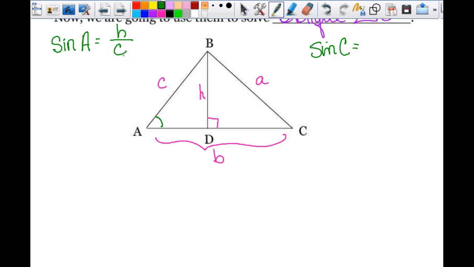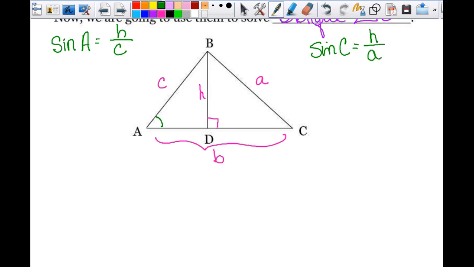For angle C, that's a capital C. It's a little harder to tell, especially with my handwriting with the letter C. But sine would be opposite, which is H, over the hypotenuse, which is A. Good enough? All right, so what do both of those little equations have in common?